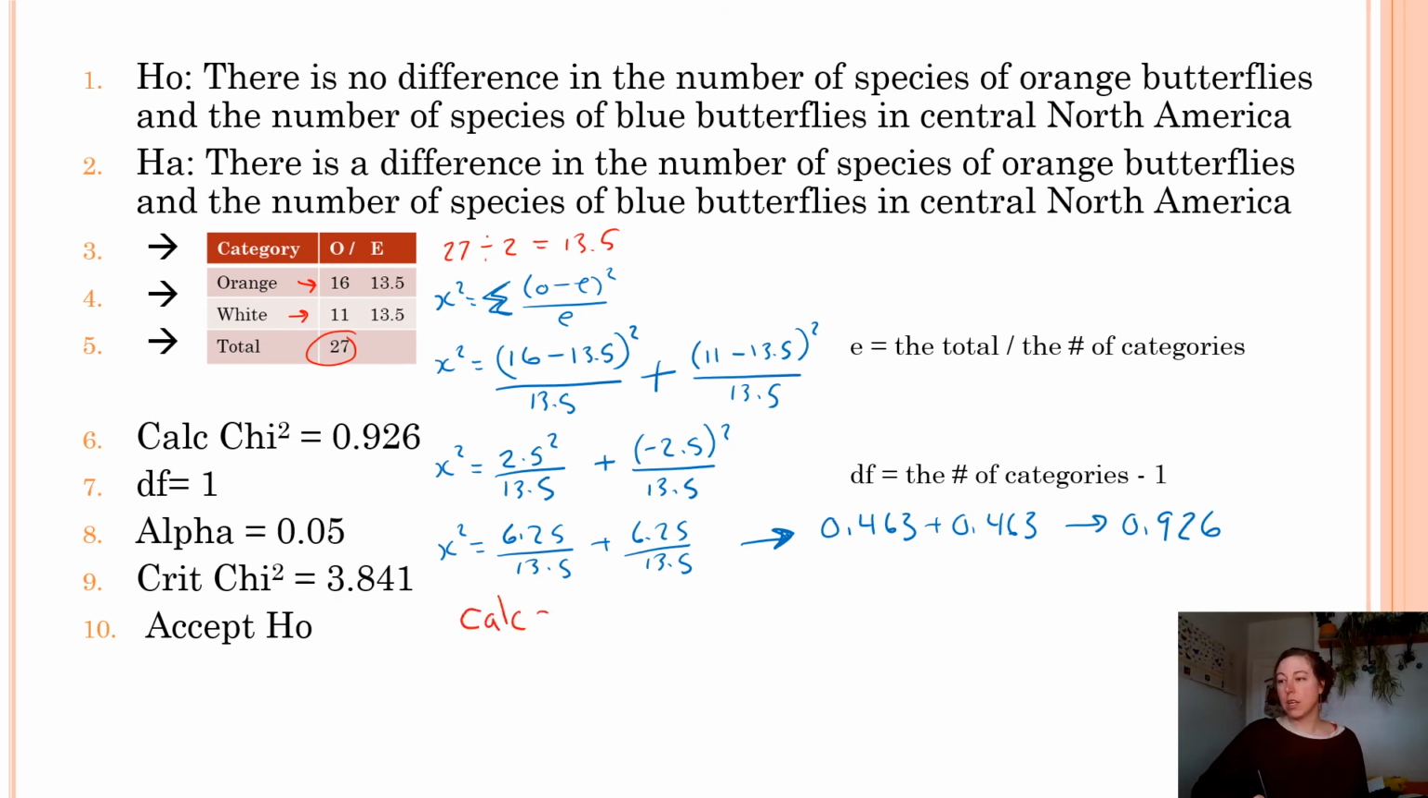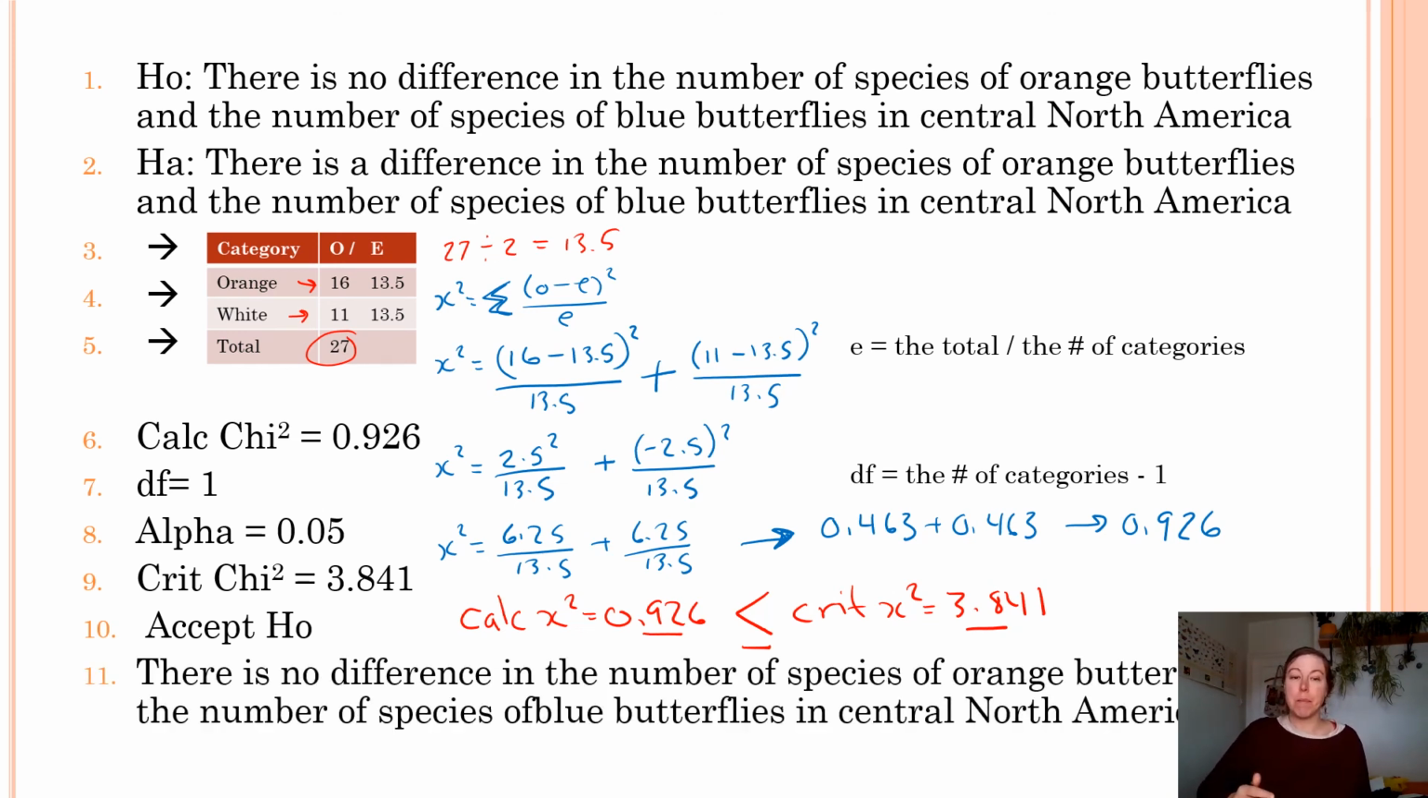If our calculated chi-squared equals 0.926 and our critical chi-squared equals 3.841, our calculated is less than our critical. So our calculated chi-square hasn't crossed that critical threshold. So we accept H0, everything's the same. There is no difference. So there's no difference between the number of orange and the number of blue butterflies. Oh, I just noticed this says white. It should say blue.